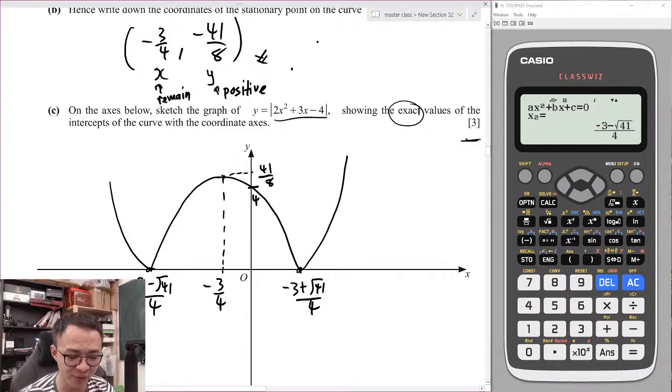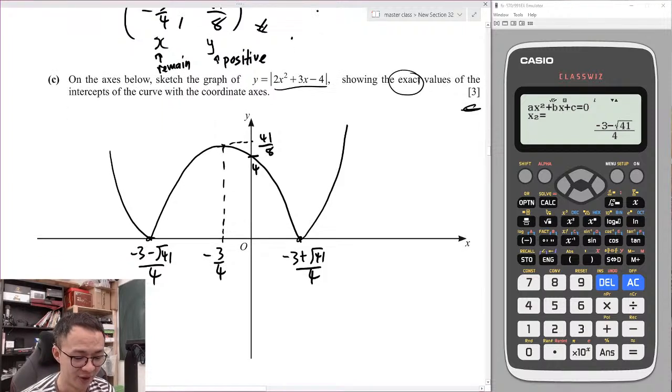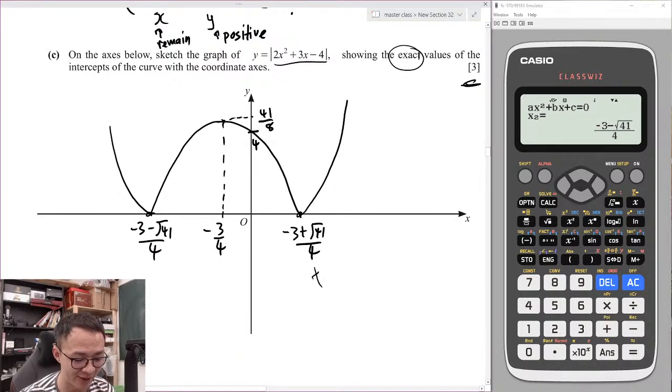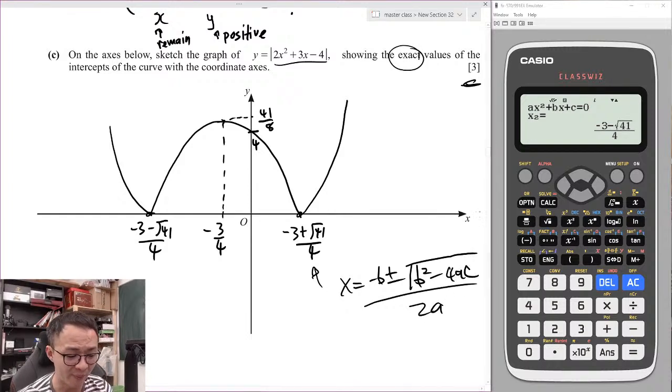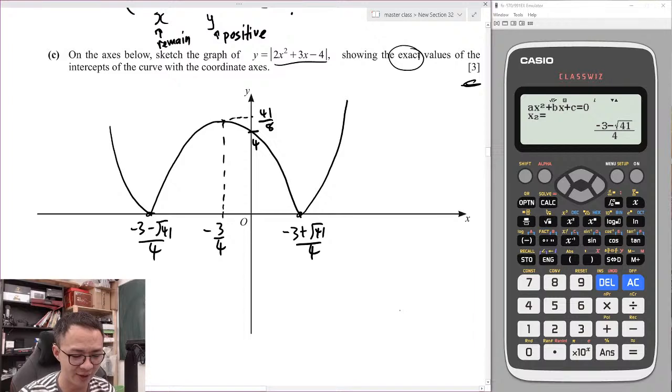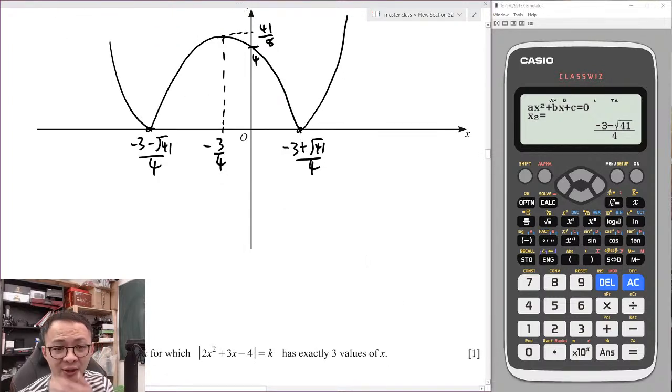Okay, because it's just 3 marks, I don't think I want to use the quadratic formula to solve it. Yeah, you can get this answer by doing x equals negative b plus minus square root b squared minus 4ac, divided by 2a, right? You can use this to get the answer, but because it's 3 marks, I believe the drawing itself is 1 mark, x-intercept is 1 mark, and y-intercept is 1 mark. So I don't think you need to show this. You can check the marking scheme, but I think for just 3 marks, you can use the calculator here.